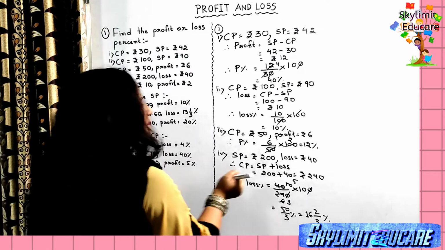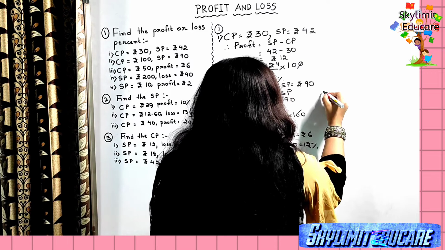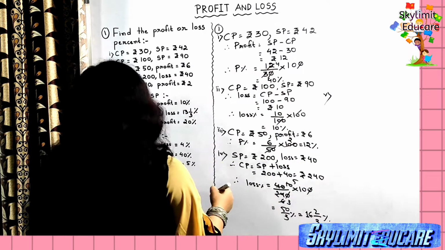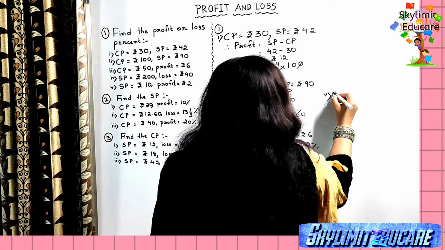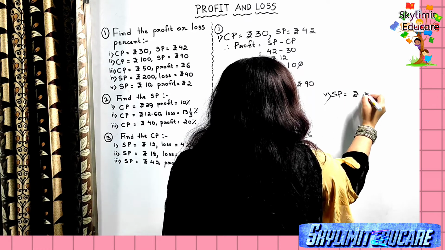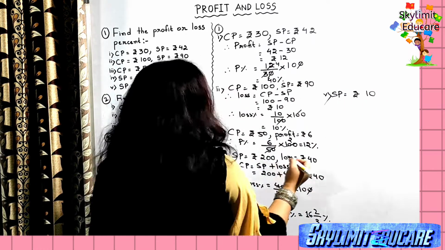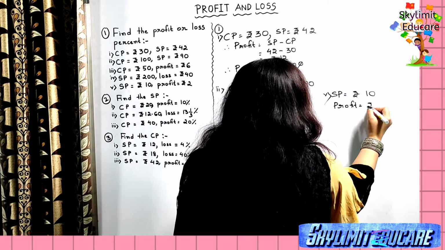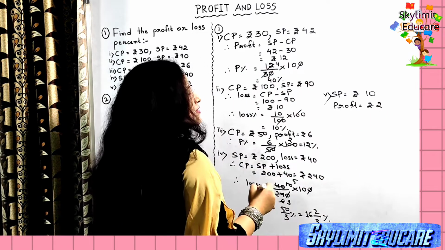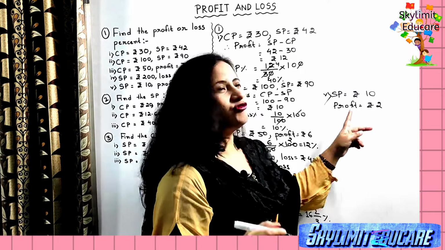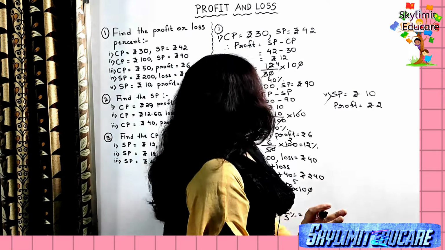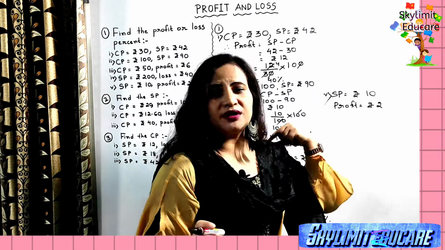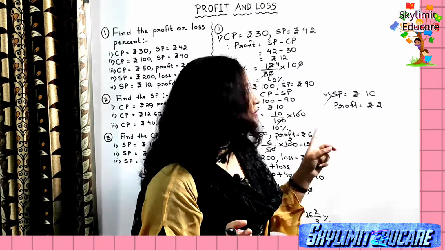Bit number 5. Let's solve the bit number 5 here. Selling price is rupees 10 and profit is rupees 2. So now students, here also you see you have already got the profit. But one more quantity we need, that is the cost price, to calculate the profit percentage.